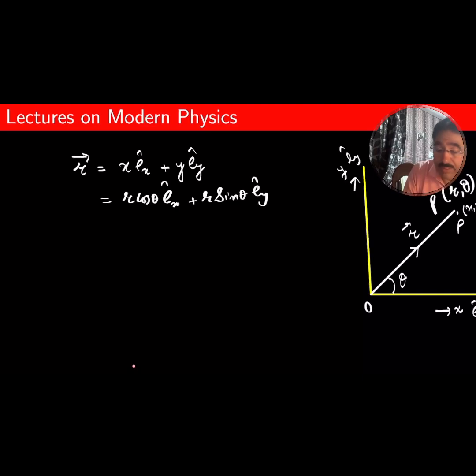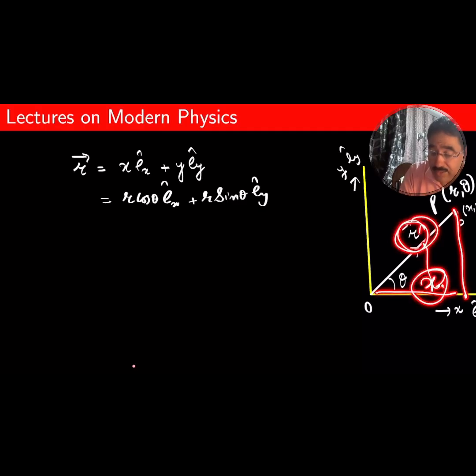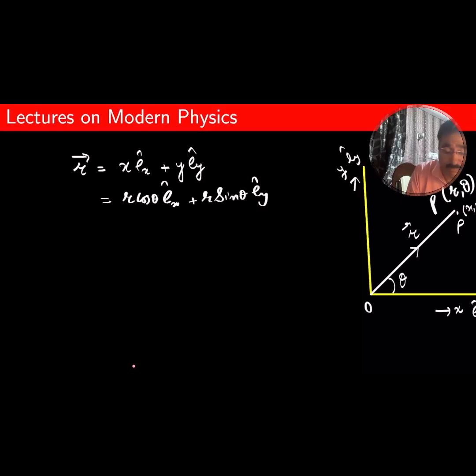Because I can look at the diagram and easily figure out that this x is the projection of r. So x by r is cos theta, where the magnitude of r is r, so x is r cos theta. And this fellow is y, and y by the magnitude of r is sine theta, so y is r sine theta. Very simple geometry, mostly standard high school geometry. So x is r cos theta and y is r sine theta.